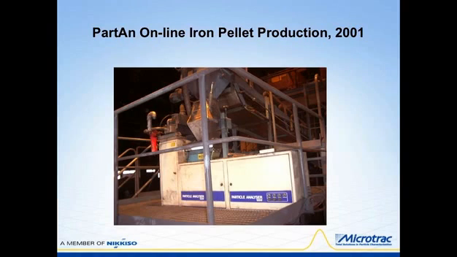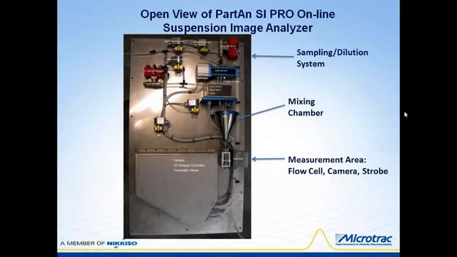This is an open view of the Par-10 SI Pro combined sampling, dilution, and analysis sections of the wet suspension offering, our new offering this year. The top section is where the suspension process gets sampled and diluted if necessary. The sample then goes to the mixing chamber, from where it flows down through the measurement area, through a glass flow cell, where a digital camera combined with strobe lamp produces the video file of the particle images for analysis.